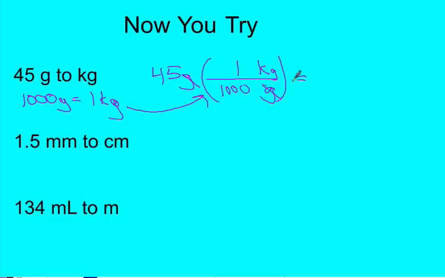So try that out. If you have 1.5 millimeters to centimeters, okay, well, a millimeter is 1,000th of a meter, okay? So 1,000 millimeters equals 1 meter. And a centimeter is 100th of a meter. So there's 100 centimeters in a meter. That means 1,000 millimeters equals 100 centimeters. Okay, that means if you divide out the 100, okay, so you can divide both sides by 100.